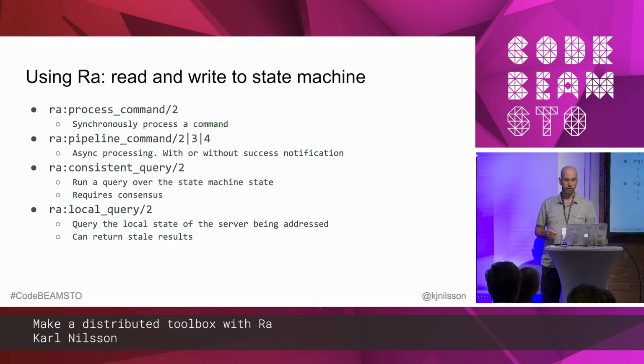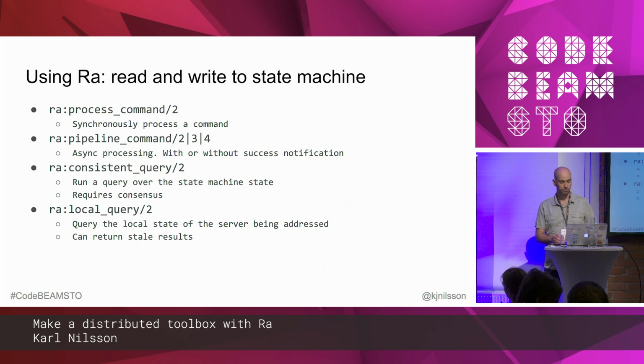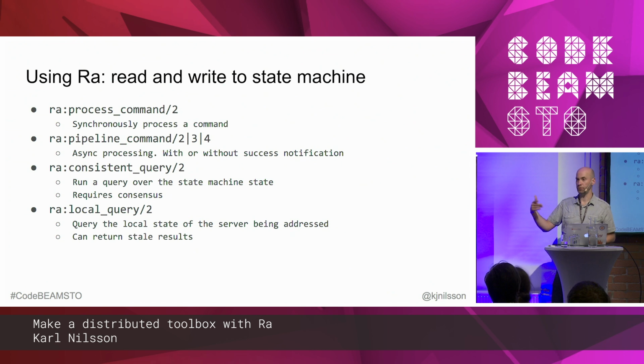And then we've got consistent query, which runs a query over the state machine. This is the strong linearizable query type. It requires consensus. At the moment it goes through the log. Soon it won't go through the log, so we'll have lower latency, but it will still be the slower of the query options. And then we've got local query, which allows you to query the local state of any of the members of the Ra cluster, which is obviously the fastest, but it can return stale results. So a write that you previously did, you may not be able to read if it's not the leader node or something like that.